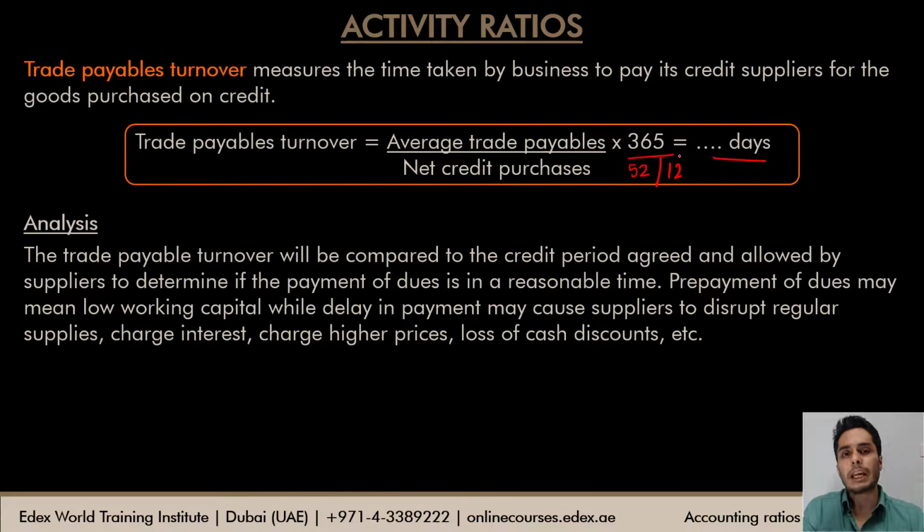Whereas if you're taking more time than it was agreed with the suppliers, it could be disadvantageous for the business because the supplier may start charging interest, may refuse to supply to us. We are losing any opportunity of availing cash discounts. Supplier may start charging higher prices, etc.